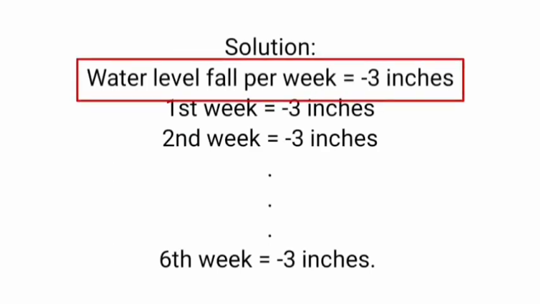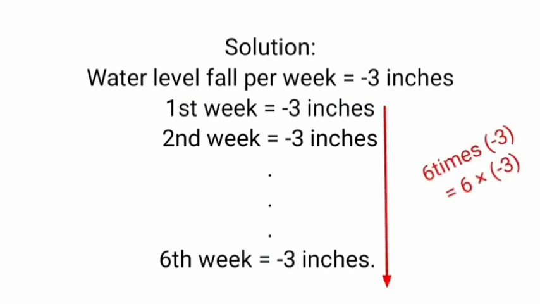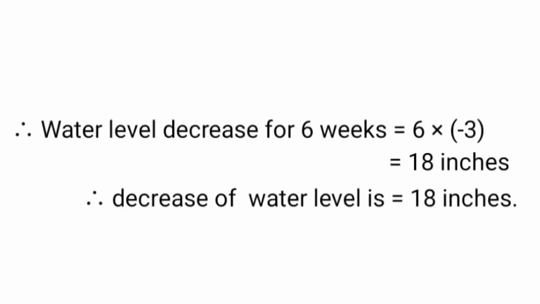Water level fall per week is equal to minus 3 inches. It has been reducing equally from the first week up to the 6th week. So there are 6 times minus 3, which means 6 into minus 3. Therefore, the water level change for 6 weeks is equal to 6 into minus 3, which is equal to minus 18 inches. Hence, the decrease of water level is equal to 18 inches.